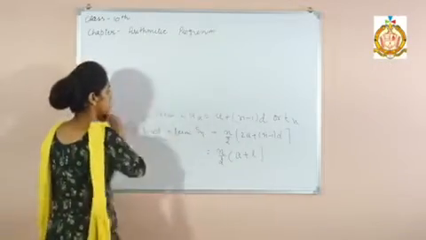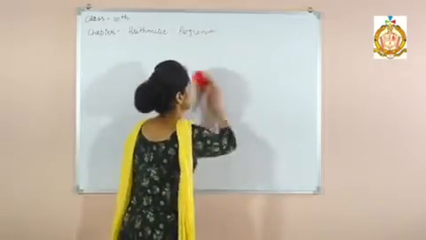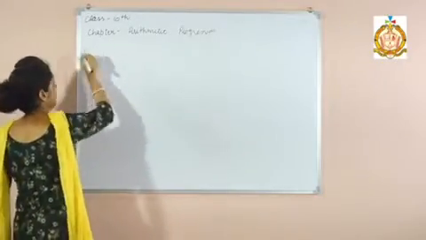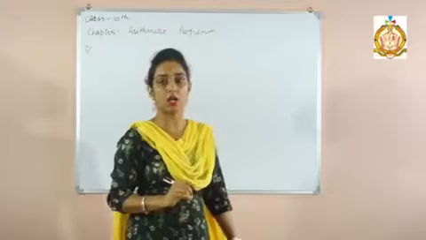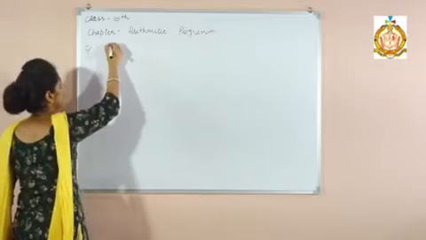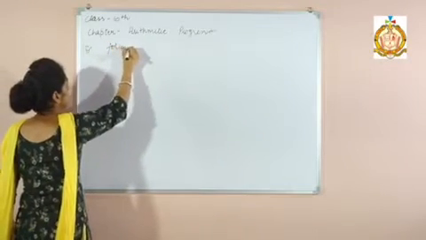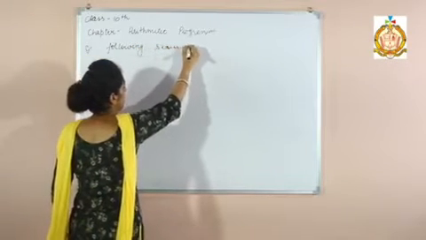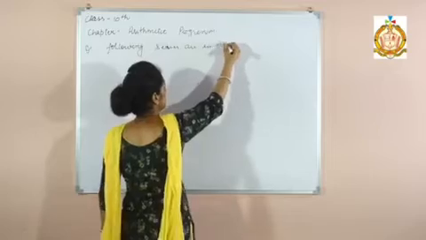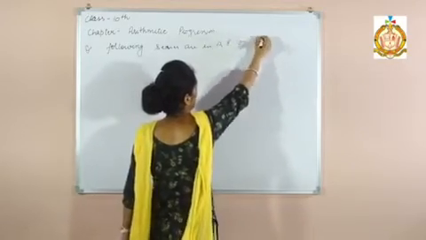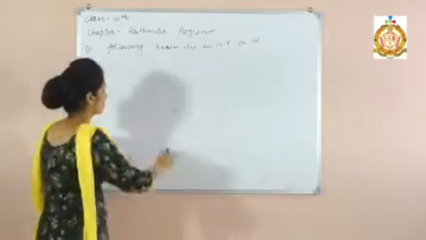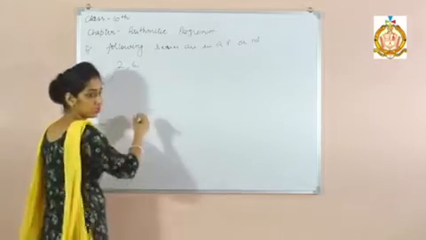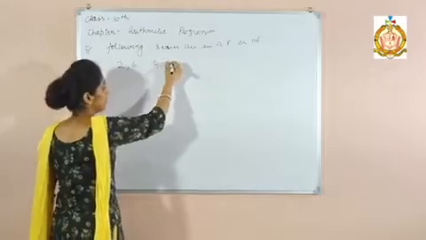Now I will tell you some example exercise questions. See, which of the following sequences are in AP? So we have to check whether the following series are in AP or not. See, the first is 2, 6, 10, 14.